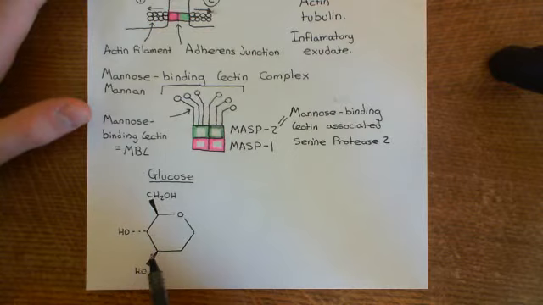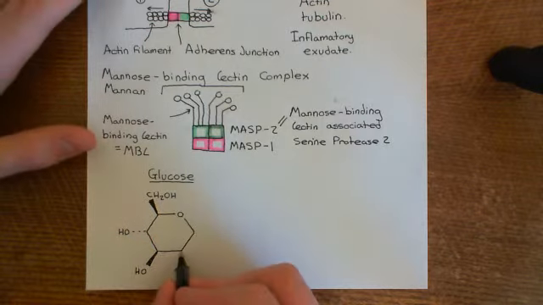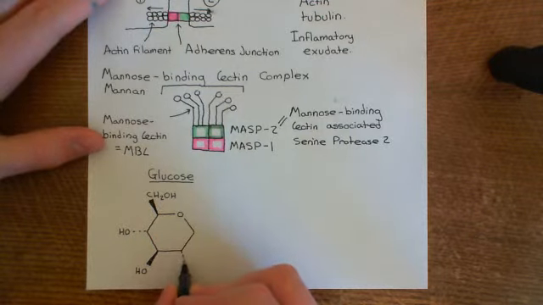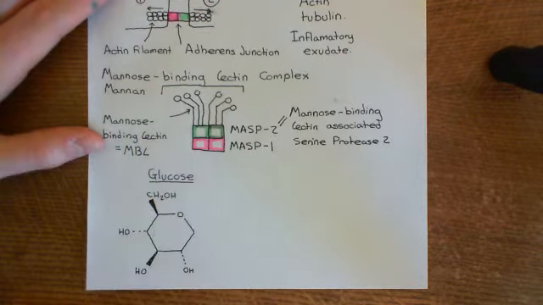Okay, so off this 3rd carbon you have an alcohol group and also a hydrogen coming off it. The alcohol group comes out of the page at us, and the hydrogen goes into the page away from us. Okay, then off this 2nd carbon the same thing occurs. You've got an alcohol group and a hydrogen. The alcohol group goes into the page away from us, the hydrogen comes out of the page at us.